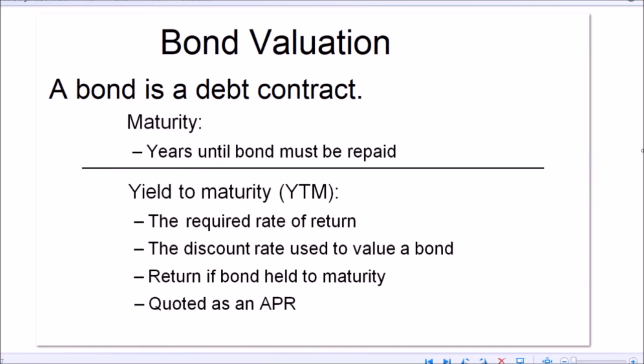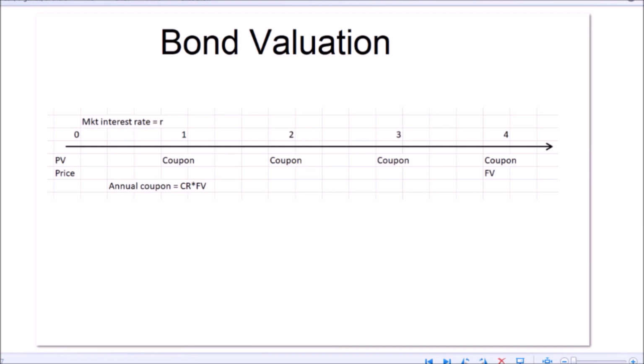Next, let's have a look at the timeline of the bond to see its visual representation. Here it is. We have a bond that matures in 4 years. These numbers 0, 1, 2, 3, 4, let's say they represent the number of years on this timeline.